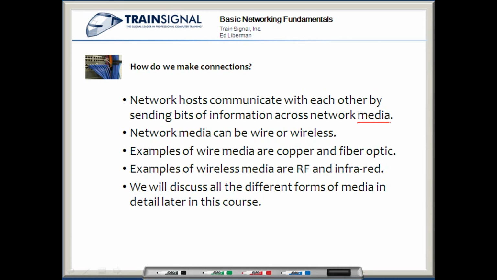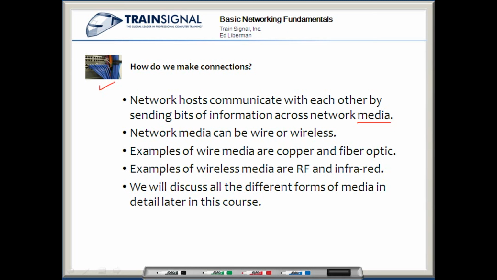Now, the media that we're referring to here can be either wire media, like we have up in our little picture right here, right? Could be either a bunch of cables, or it could be wireless. Okay, so you might be connecting through the airwaves. Now, some examples of wired media would be copper and fiber optic. And we're going to get into that in great detail in the next video. We're going to talk about network media.